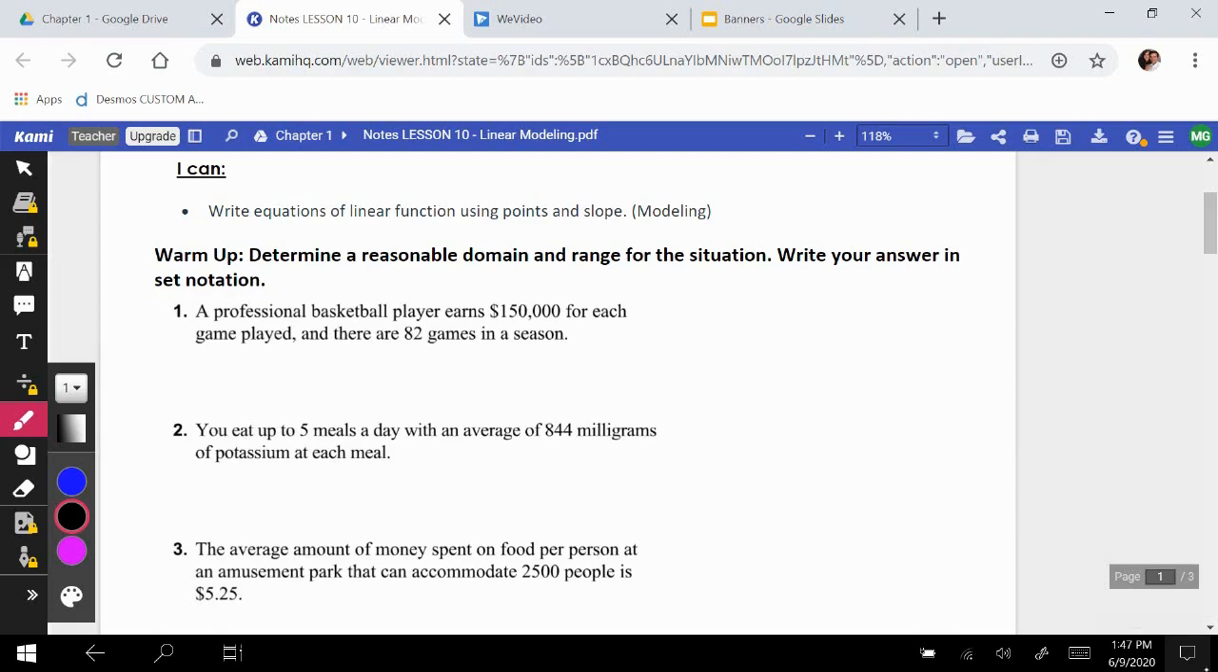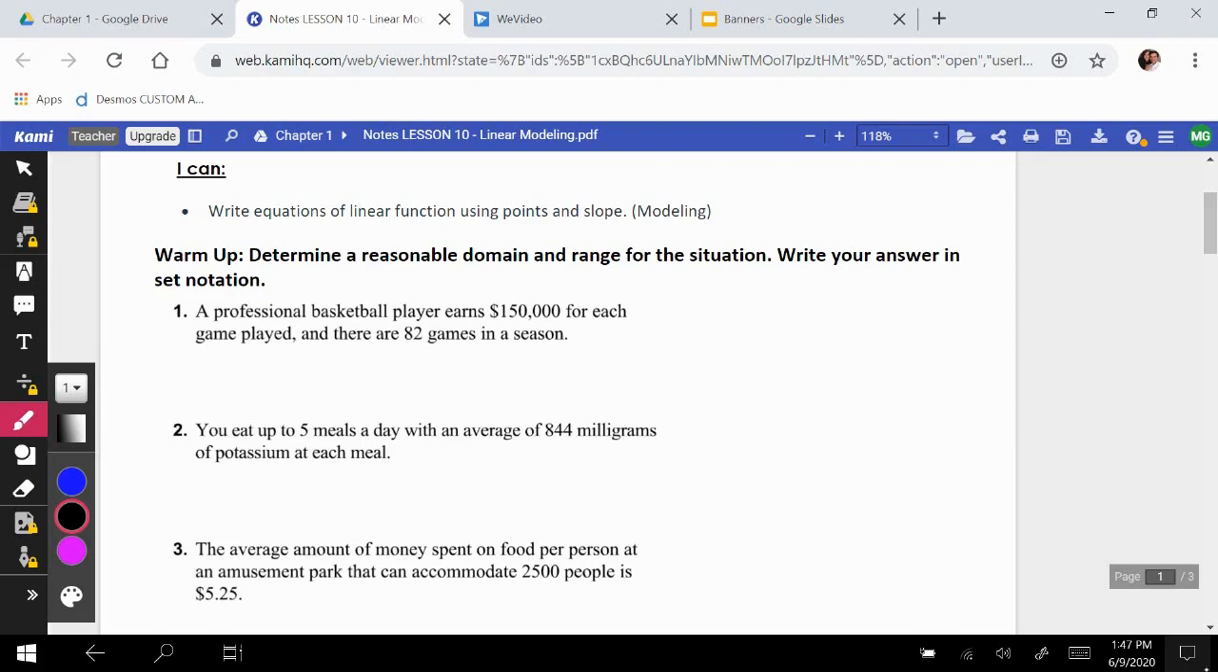Hi everyone, today we're going to be doing linear modeling, where we write equations of linear functions using points and slope. So just to get our brains warmed up, let's go ahead and determine a reasonable domain and range for each situation. Okay, the first one says a professional basketball player earns $150,000 for each game played, and there are 82 games in a season.